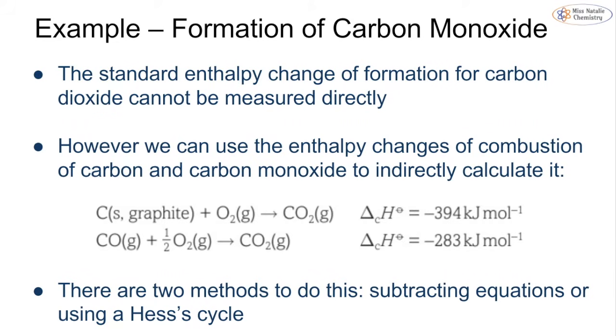But what we can do is we can use the enthalpy change of combustion for carbon and for carbon monoxide, and we can use Hess's law to do this. Now, there are 2 ways that we can do this. There is subtracting equations, or there is using a Hess's cycle. I will cover subtracting equations very briefly, but the one that comes up in exams is the use of a Hess's cycle.